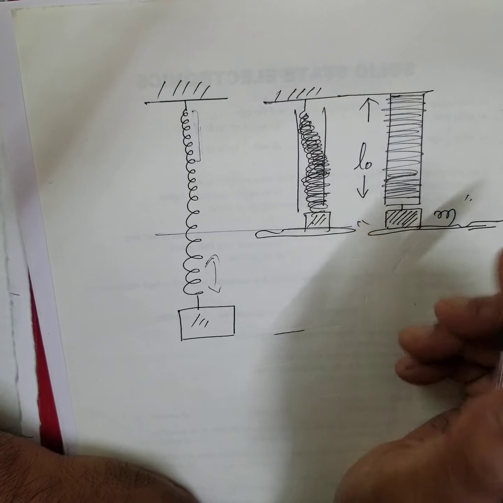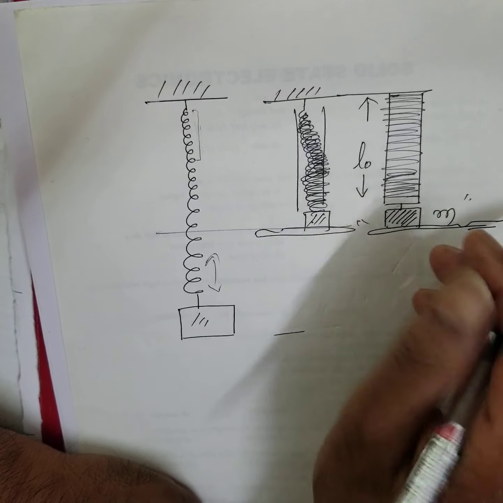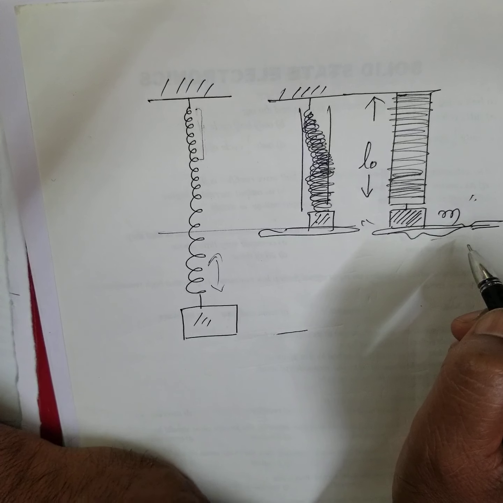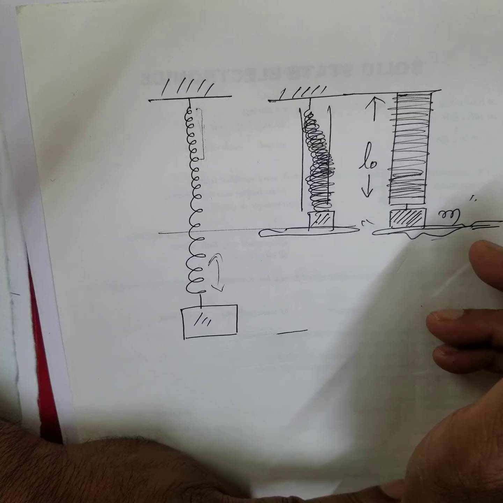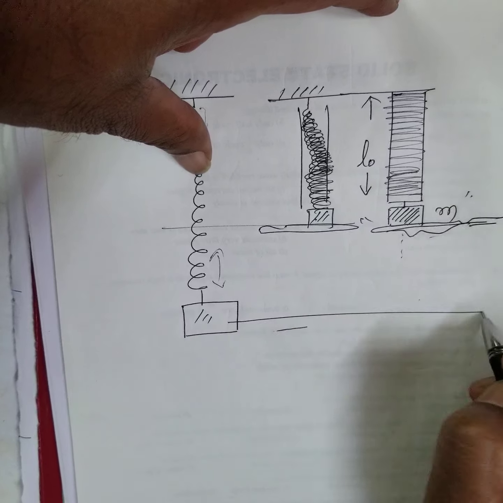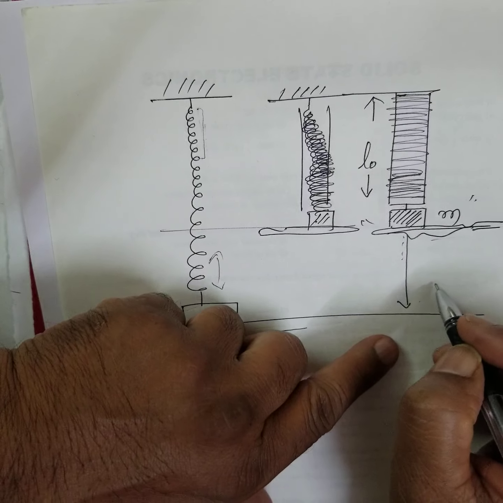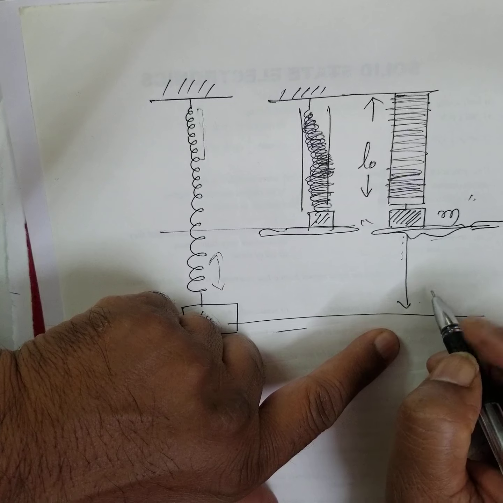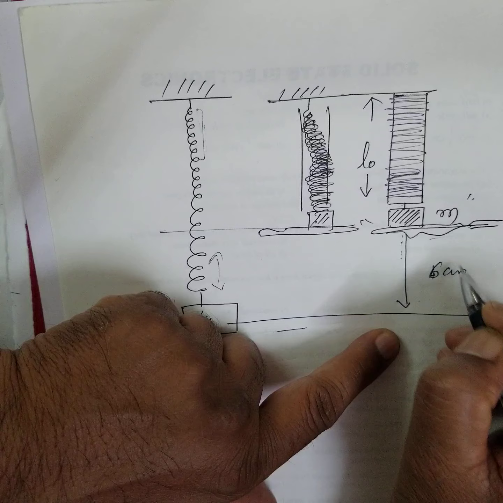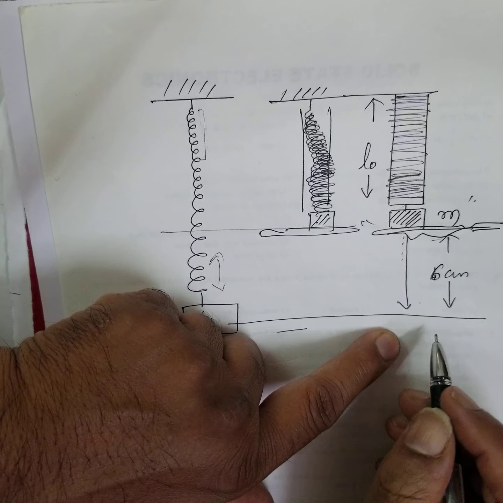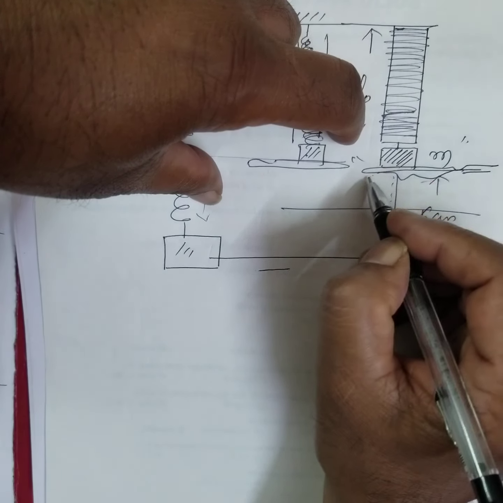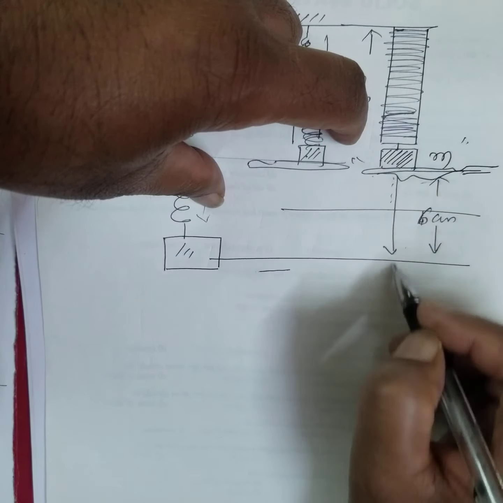Now, what I do is this. I remove my hand, that means I remove my support. What will happen? The spring will expand. It will come to a lower level, say about 4 centimeter or 6 centimeter. 6 centimeter. Then what will happen? It starts oscillating, a to and fro motion, or up and down motion.